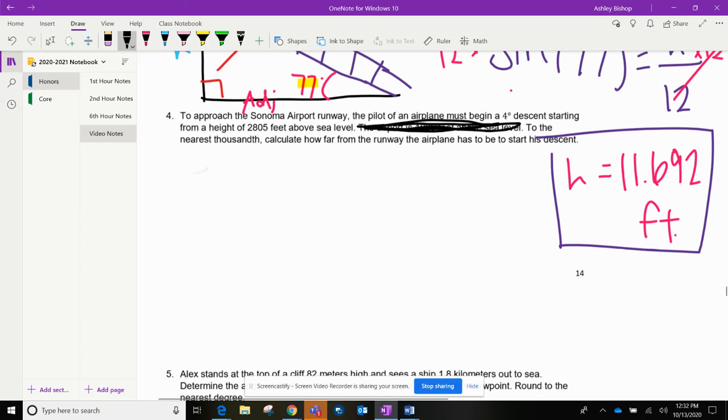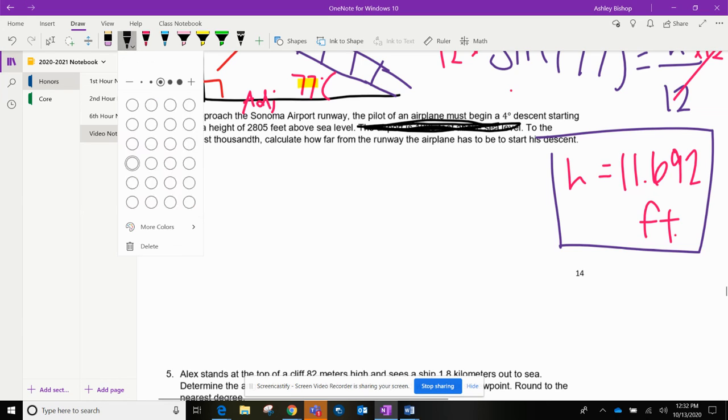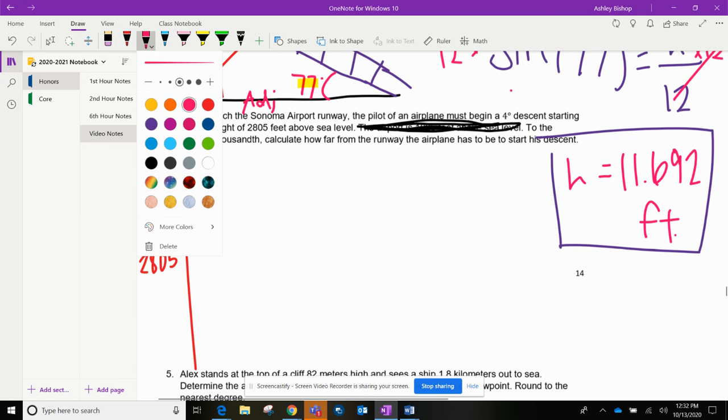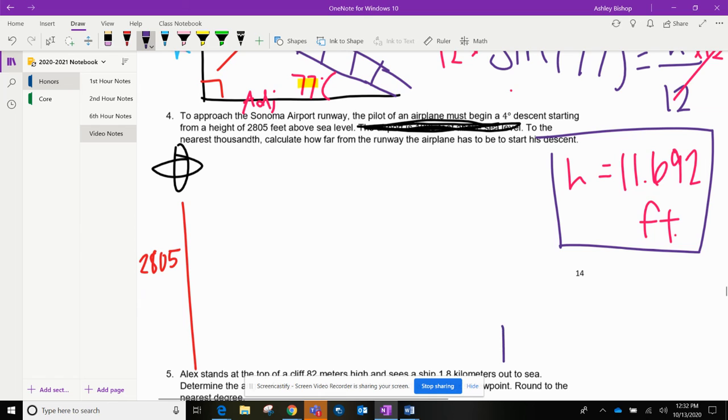So I have an airplane in the sky. There's my airplane, and it is at a height of 2,805 feet. So the height of this airplane is 2,805. Okay. And the airplane needs to make it to this airport over here. And it needs to start descending. So the airplane needs to follow this line over here to descend to get to the airport.